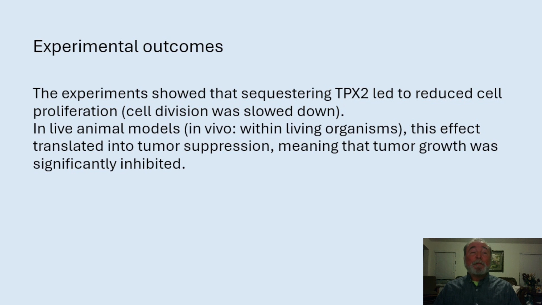Experimental outcomes. Experimental outcomes show that sequestering this molecule leads to reduced cell proliferation in live animal models. This effect translates to tumor suppression, meaning that tumor growth was significantly inhibited. This is significant because it increases the efficacy, potentially, of traditional medications to target cancer cells in living organisms.